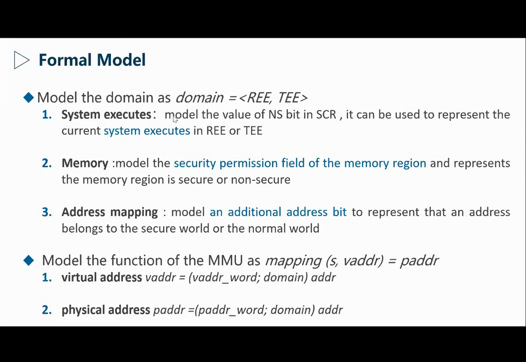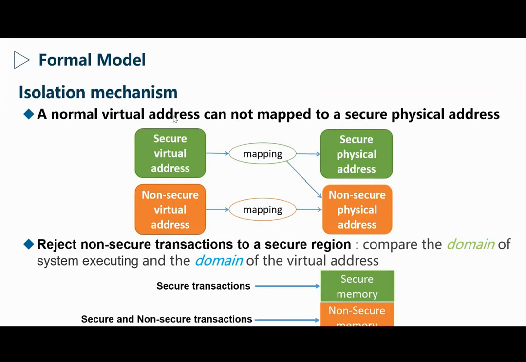The function of the MMU is modeled as a function mapping. The virtual address is modeled as VADDR, and the physical address is modeled as PADDR. The memory isolation mechanism needs to guarantee two things. One is that a normal virtual address cannot map to a secure physical address. The other is that the memory isolation mechanism should reject non-secure transactions to a secure region. In our model, we ensure this by comparing the domain of system execution and the domain of the virtual address.